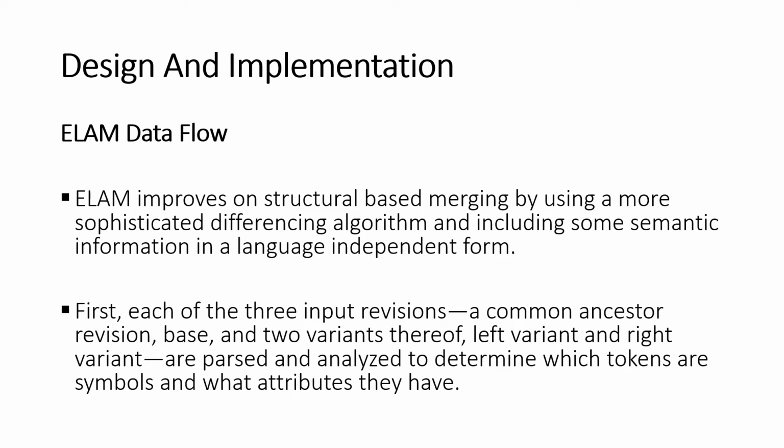It improves on structure-based merging by using a more sophisticated differencing algorithm and including some semantic information in language-dependent form. First, there are the input revisions: a common ancestor revision, the base, and two variants. The left variant and right variant are parsed and analyzed to determine which tokens are symbols and what attributes they have.